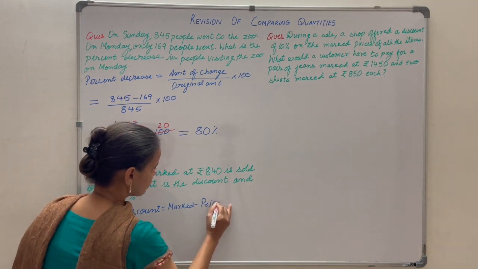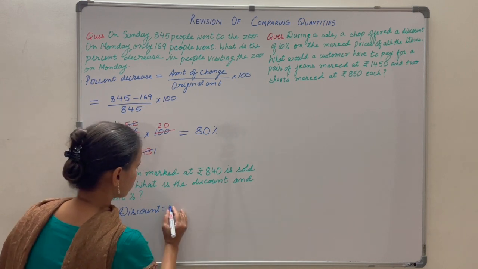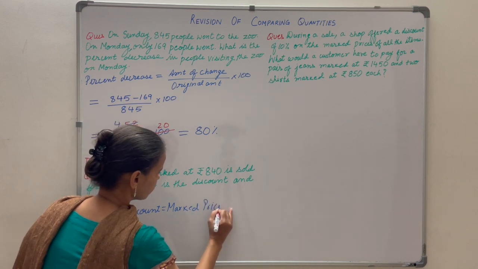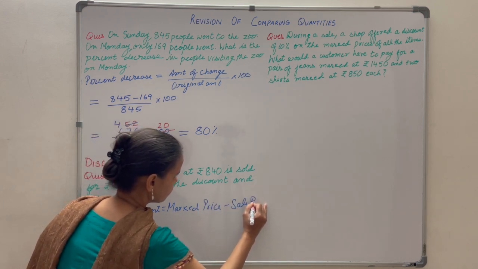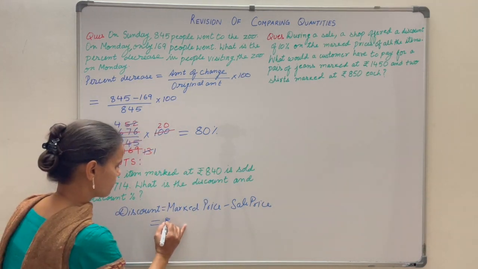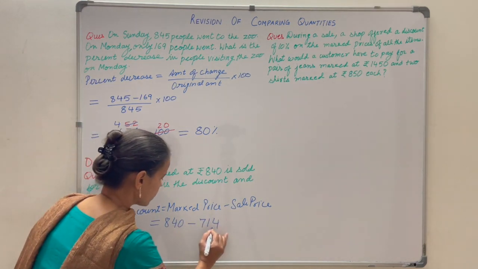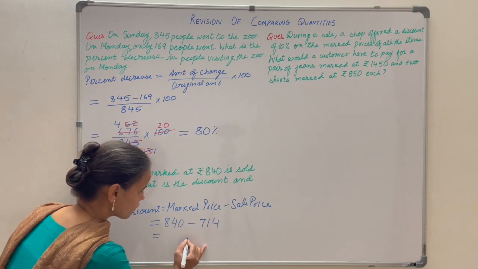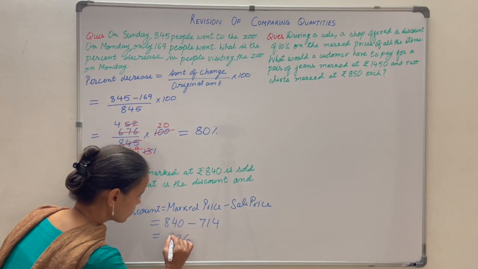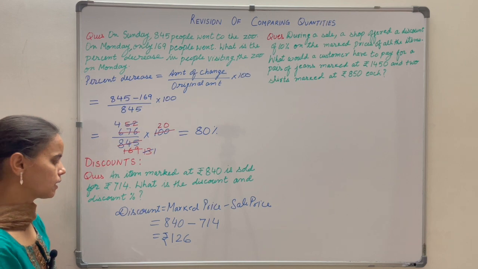minus, sorry, just mark price minus sale price. So your mark price is 840 and your sale price is 714. So here 10 minus 4 is 6, 3 minus 1 is 2. 8 minus 7 is 1. So rupees 126 is the discount.